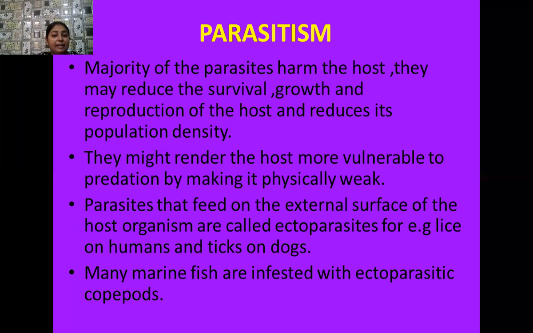There are many marine fishes which are infested with ectoparasitic copepods. So these copepods generally draw nourishment. They weaken these fishes by obtaining nutrients from their body.